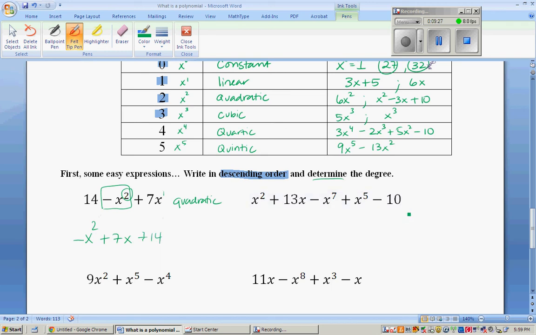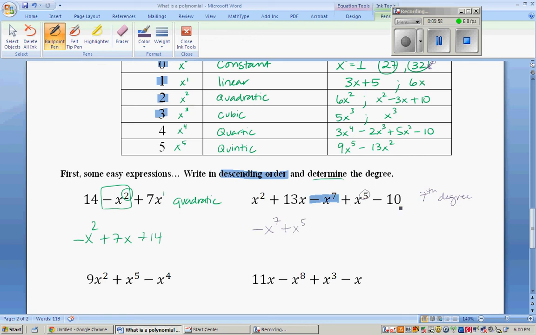This crazy thing is a lot bigger and more involved. So the highest one is x to the 7th. So this, if I had to say what it was, it is a 7th degree. Now I need to put it in order. The highest exponent is the 7th, so we're going to start with negative x to the 7th. Then we look for who's the next highest exponent. That would be this. So I'm going to write that whole term, plus x to the 5th.